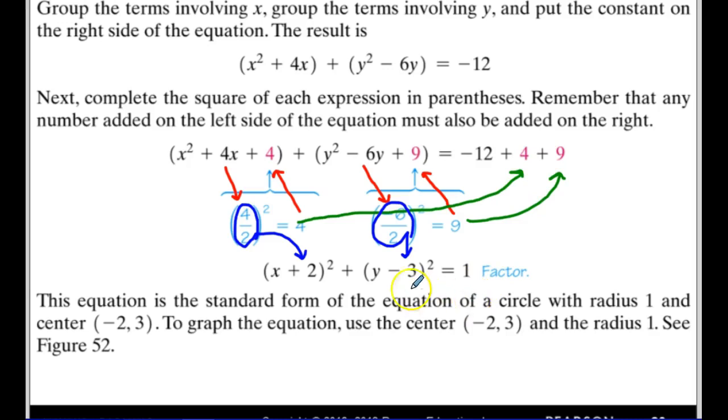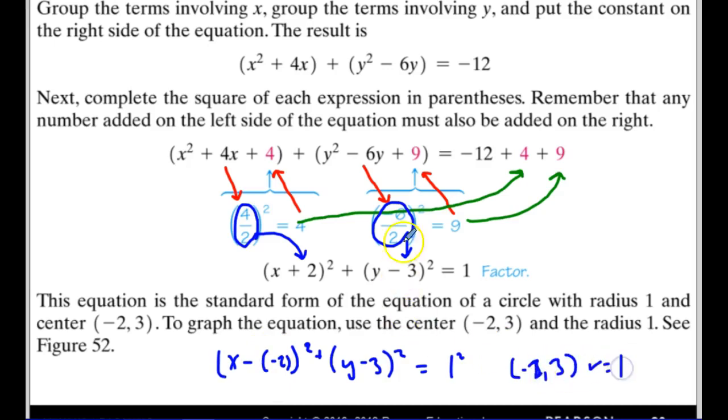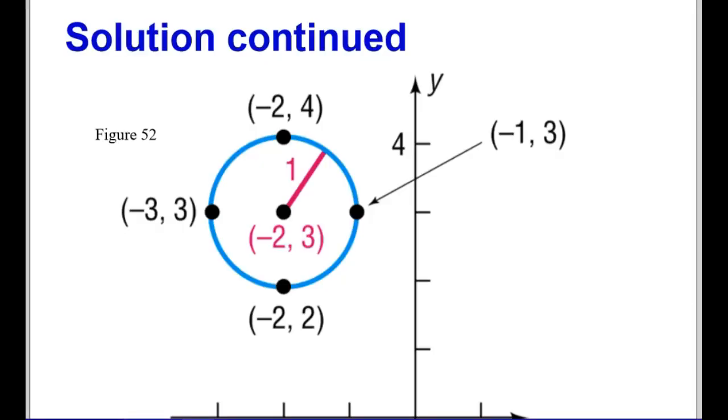So now I have my standard form. So I can see that it's going to be x minus a negative 2 squared plus y minus 3 squared equals 1 squared. So now I have the center at negative 2, 3, and the radius is 1. So I was able to take my general form and convert it to standard form to find the center and radius, which will help me graph it.